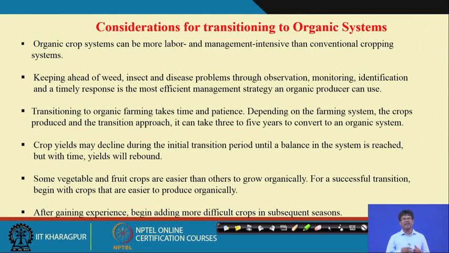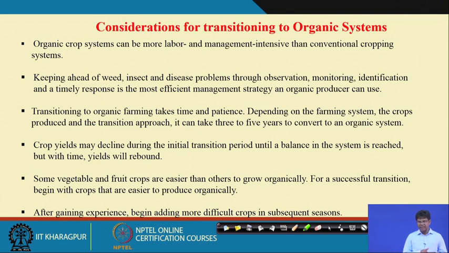It can take 3 to 5 years, especially when you go for the conversion or transition from conventional farming to organic farming. Usually after 3 years, that means 36 months, the product can be sold as an organic product. Before that, for the preceding 2 years, it can be sold as transition to organic, not exactly labeled as organic product. Only after 36 months, that means the third year crops grown, can be labeled as organic product, but the preceding years, that is 24 months or 2 years crops, can be labeled as transition to organic, not exactly the organic.